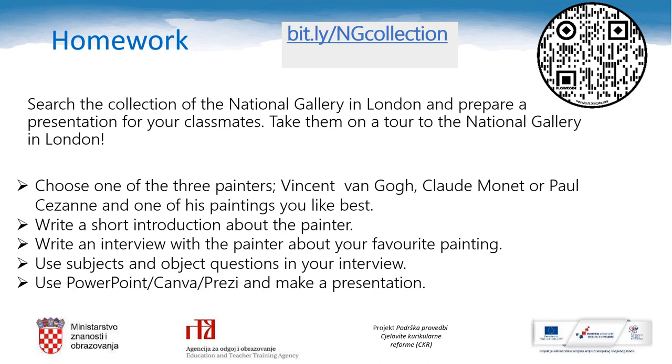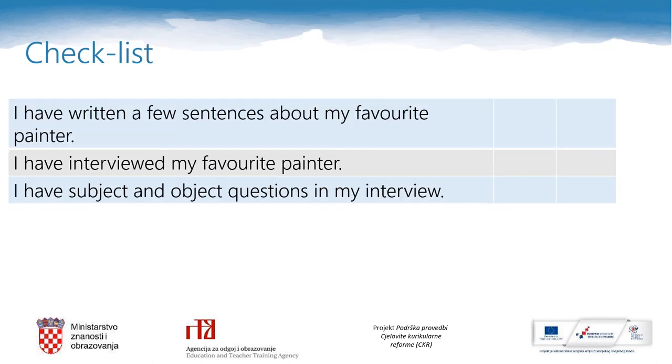After that, you're going to make a presentation using PowerPoint, Canva or Prezi and share it with your classmates and your teacher. You're going to take them all on a tour to the National Gallery in London. It's a lot of work, but it's going to be great. So here's a checklist to help you with your work. I have written a few sentences about my favorite painter. Tick yes or no. I have interviewed my favorite painter, yes or no. And I have subject and object questions in my interview, yes or no. Great.